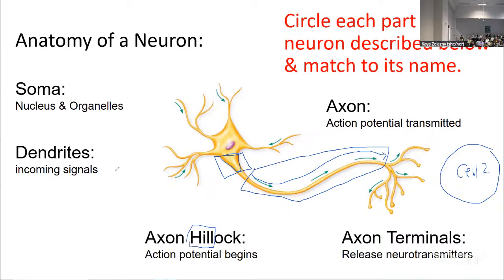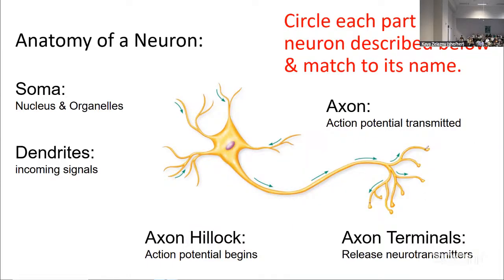And then eventually we'll have the release of signaling molecules called neurotransmitters. Those are going to come from the axon terminals. So terminal, think terminal illness, think end. Terminal is the end point here. Sorry, guys. Hopefully that's not triggering. Axon terminal is the end.